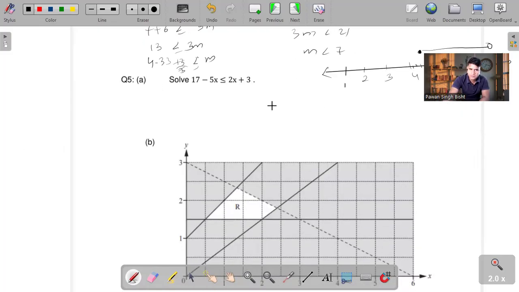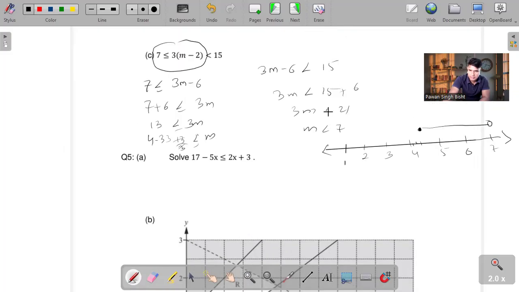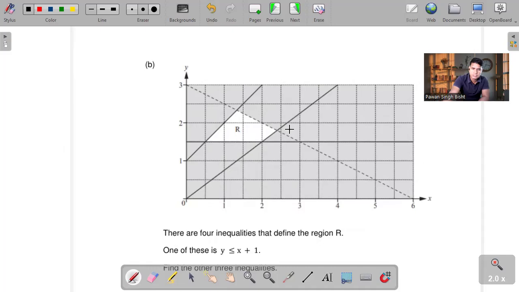Okay, so I'm leaving the fifth question A part for you to try. I hope you can do it. If not, then we will discuss. Okay, now do the second part of this.